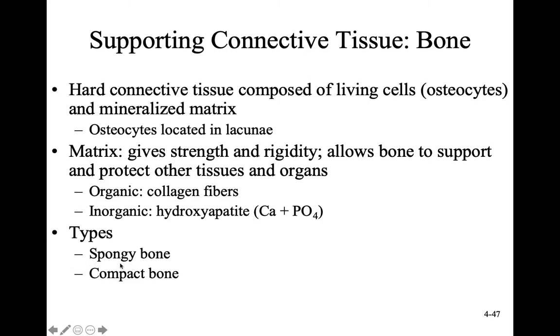Now we have two different types of bone. We have spongy bone, which is going to be only present really in the center of bones and really only in the ends of long bones and in some of our smaller, irregular shaped bones. And then we're going to have compact bone, and compact bone forms the harder outer surfaces of bones.